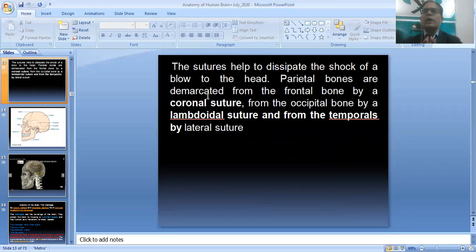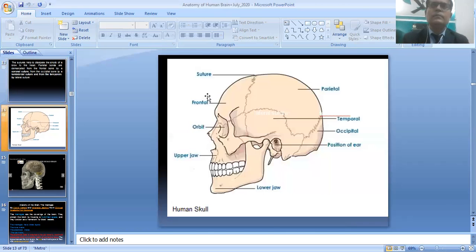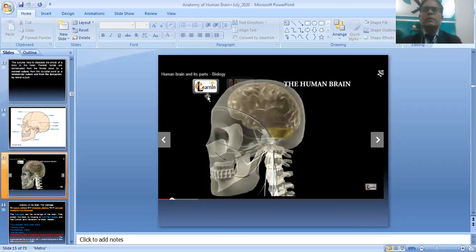Parietal bones are demarcated from the frontal bone by a coronal suture. Different types of bones are there, and these are attached with the sutures, right? See, I'm showing you here the human brain. In this way you could see the human brain, the whole brain is there, and from here the spinal cord is coming from the foramen magnum, right? And here you see the whole face is there.